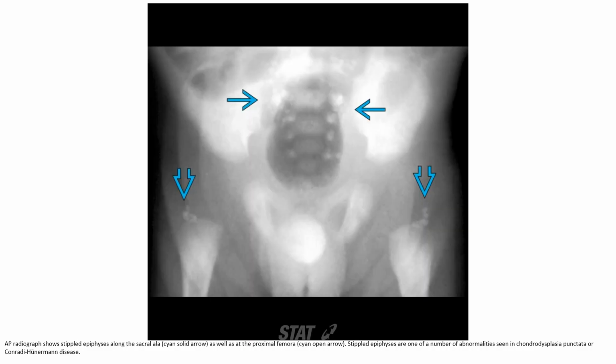AP radiograph shows stippled epiphyses along the sacral ala as well as at the proximal femora. Stippled epiphyses occur in a number of abnormalities, including chondrodysplasia punctata or Conradi-Hünermann disease.